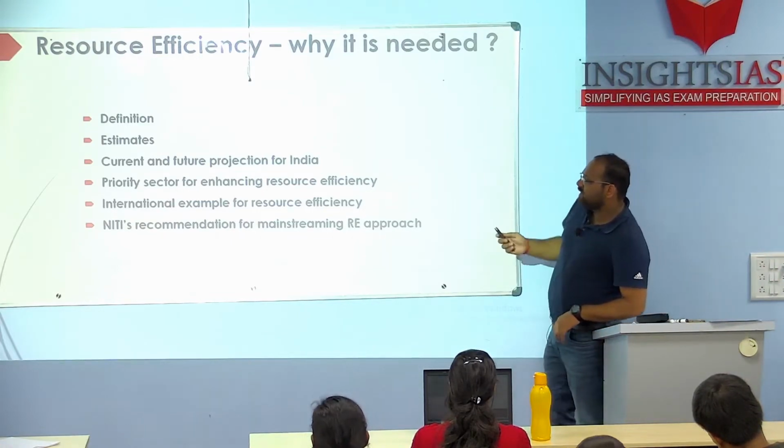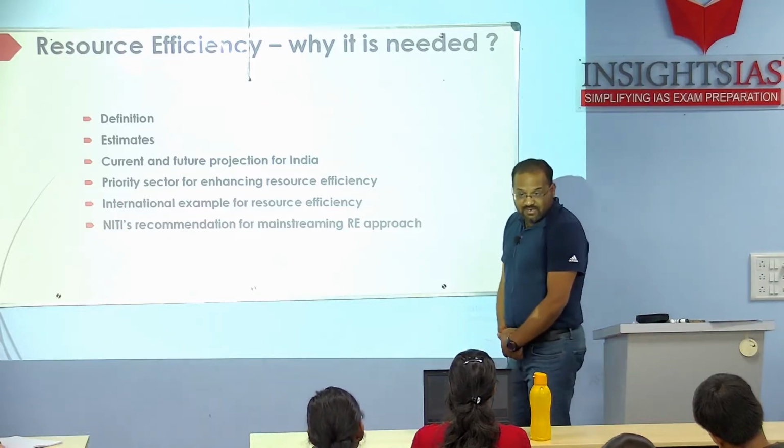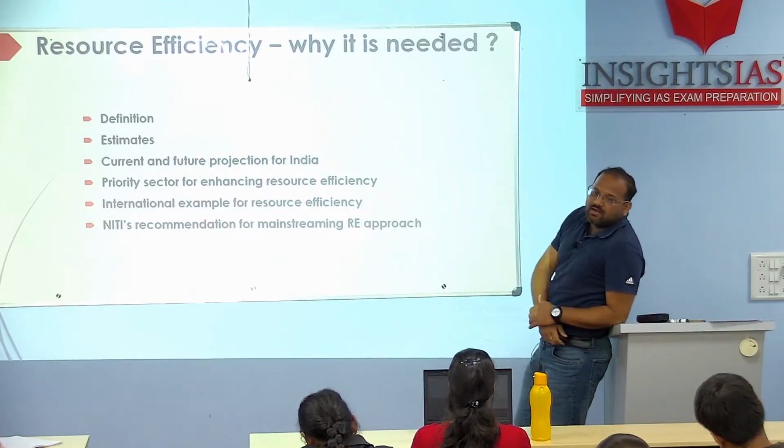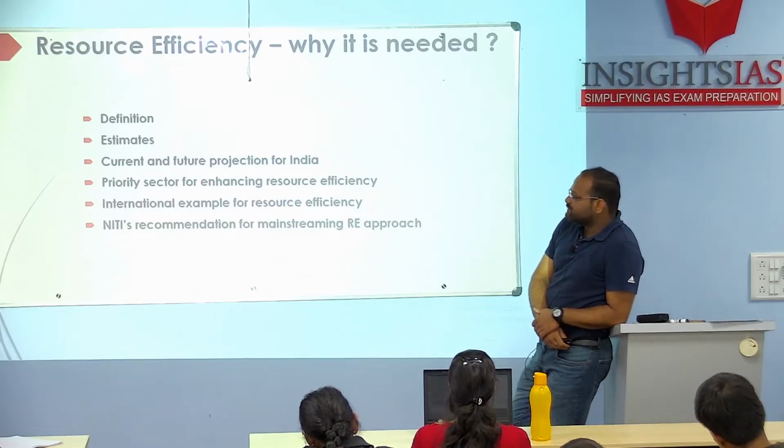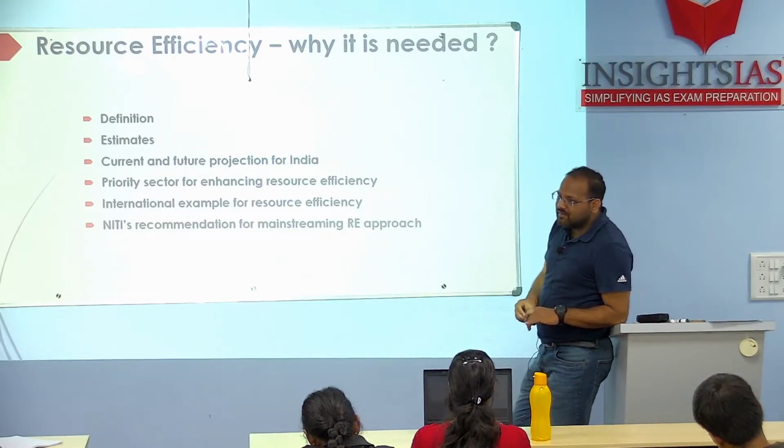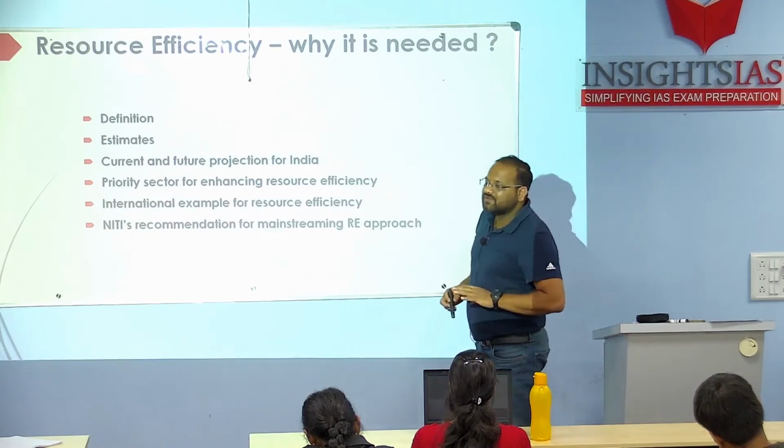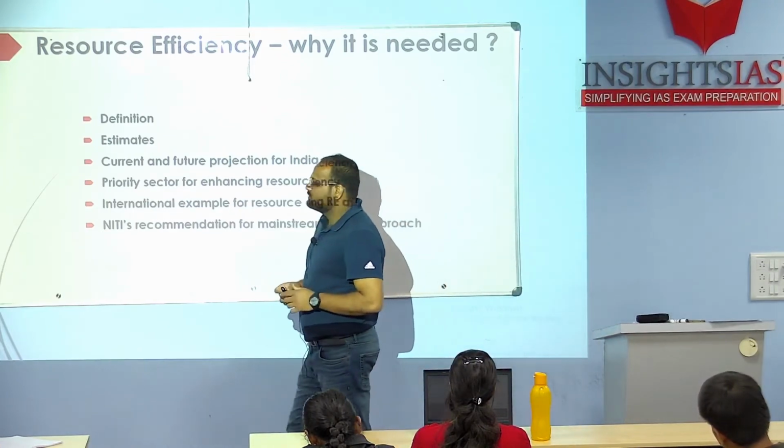Next is Niti Aayog has recommended certain measures for mainstreaming resource efficiency. What is the recommendation? They have recommended many things. So basically you need to draw one hexagon. Hexagon, you know.